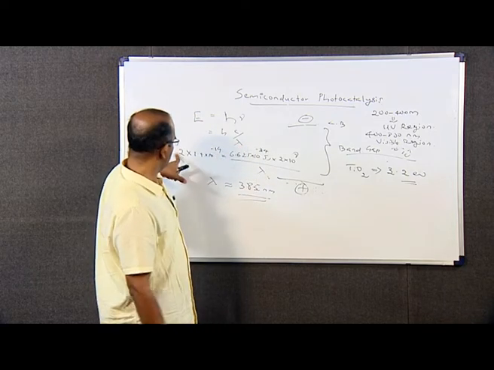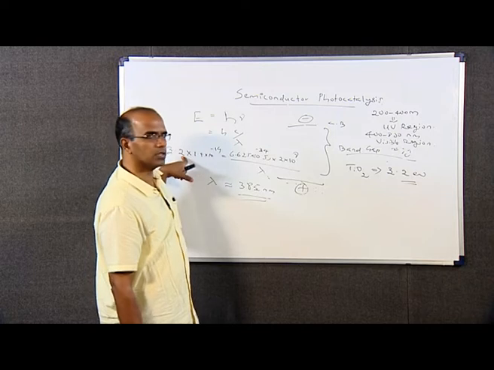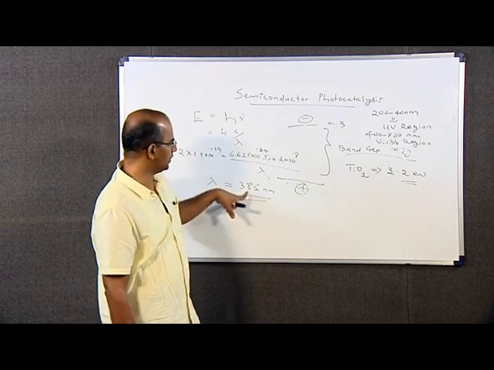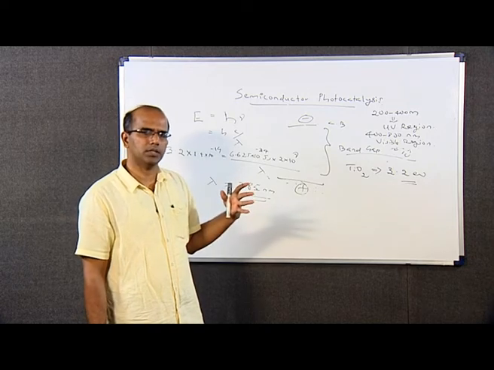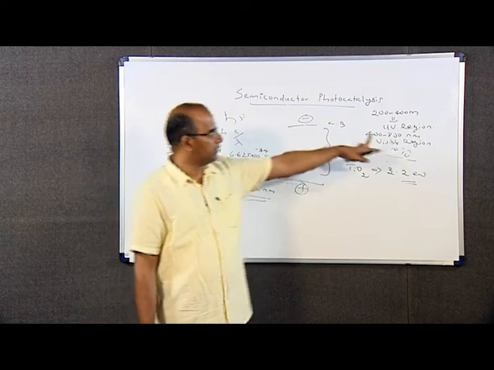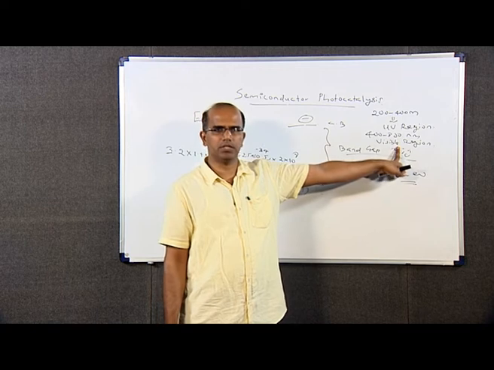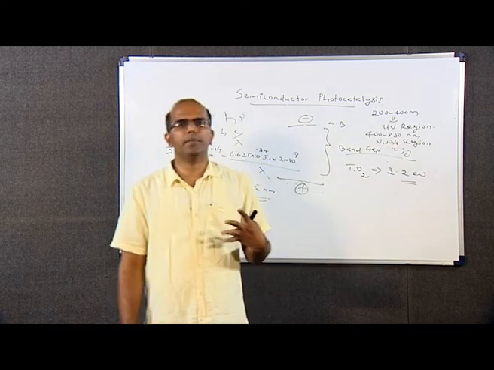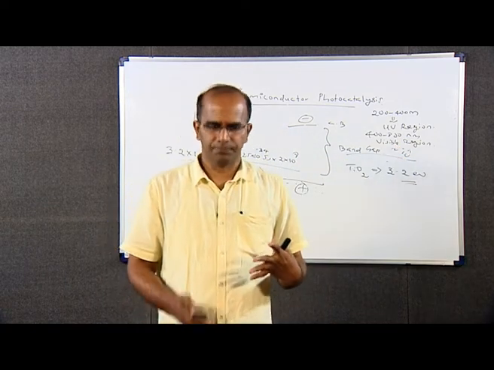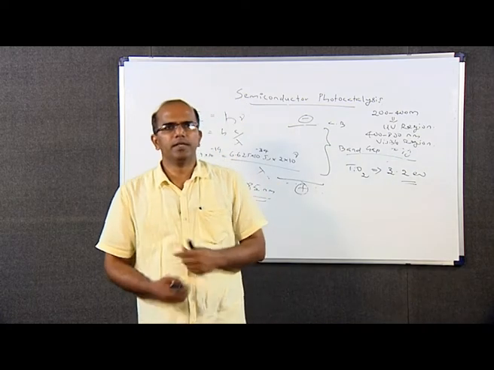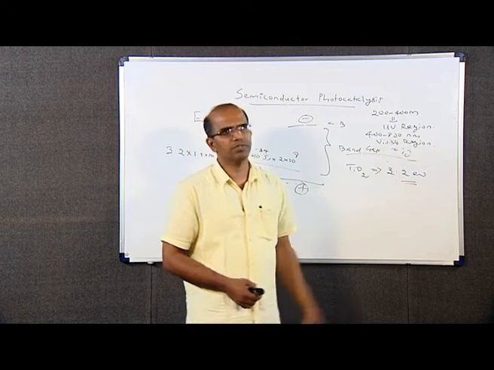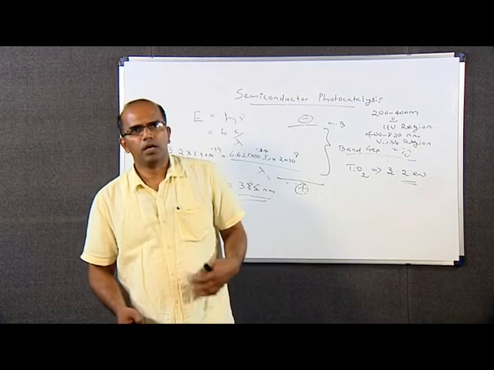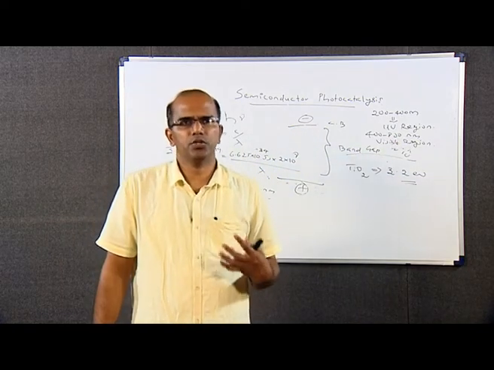So, if you reduce the band gap from 3.2 electron volt to 3 electron volt, this wavelength will come above 400 nanometer. Then that will be in the visible region, so we can use it for practical applications. To change the activity from the UV region to the visible region, there are a number of solutions for that.